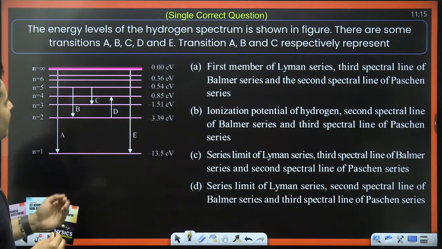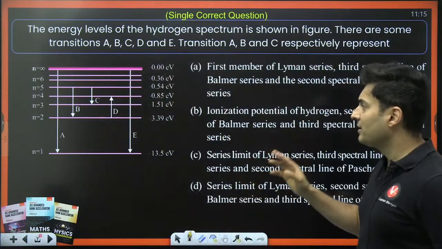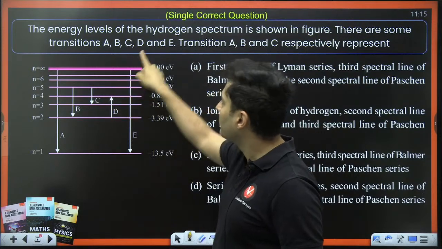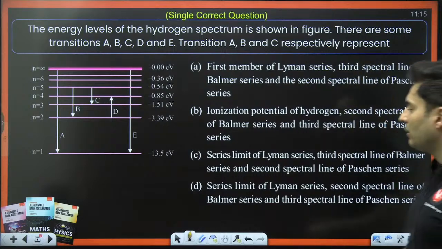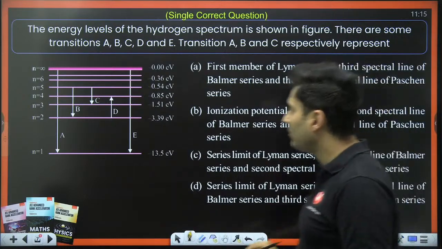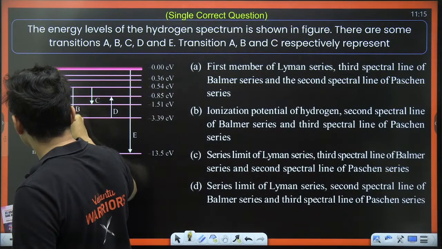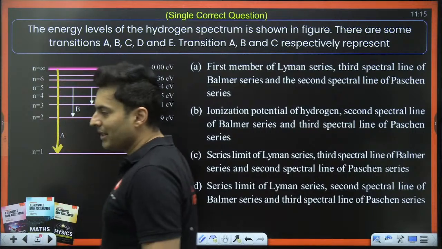This question, the energy levels of the hydrogen spectrum is shown. There are some transitions A, B, C and D and E also. A, B, C are respectively which ones? Think about it. A, B and C. Come on. A transition means this one. A is this transition. Come on. What is A going to be? Figure this out.